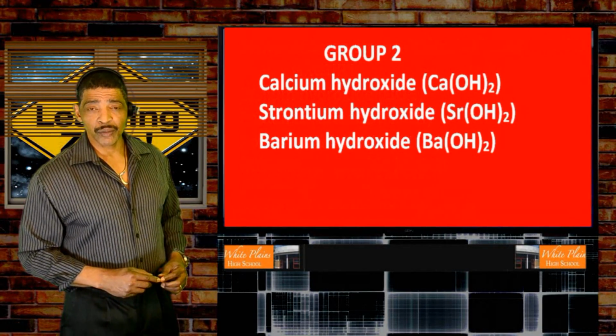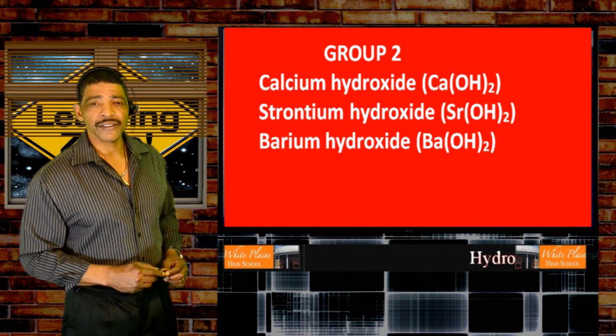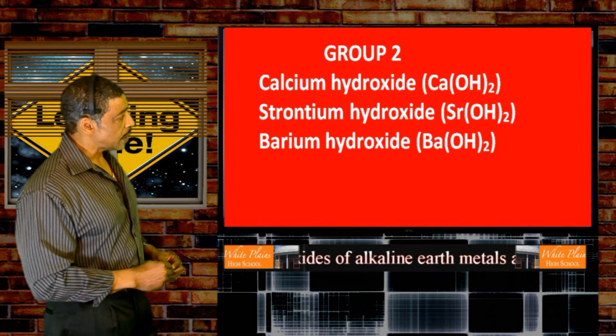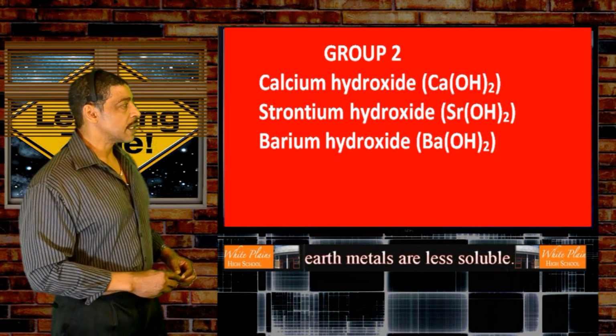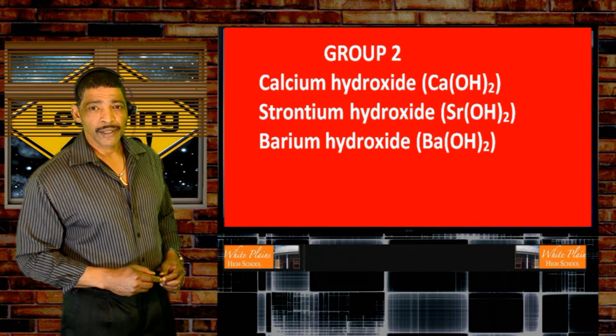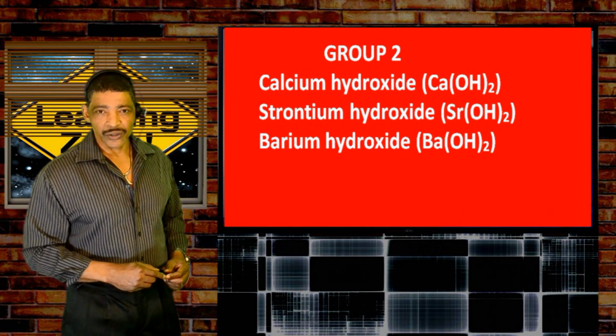Bases containing group 2 cations will be weaker bases because these bases are less soluble in water. From group 2, calcium hydroxide, strontium hydroxide, and barium hydroxide will be formed. And of course, these bases are listed in order of increasing strength.